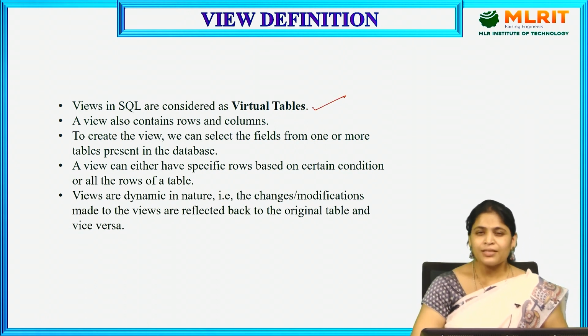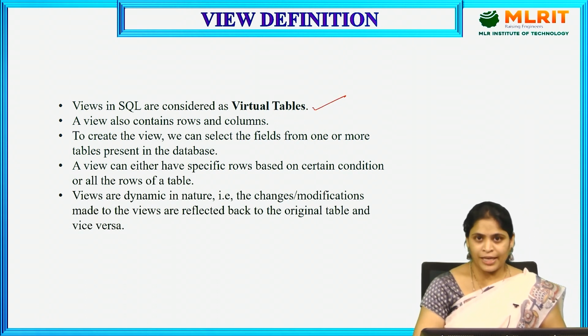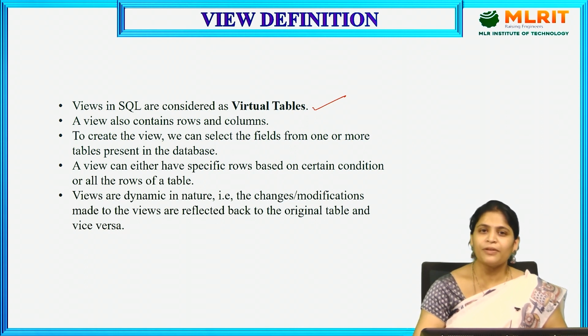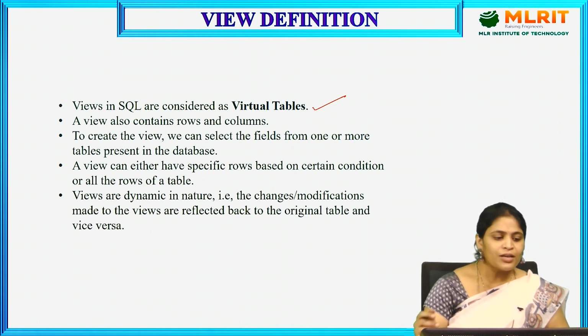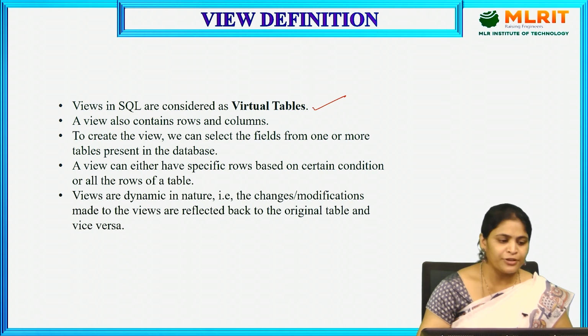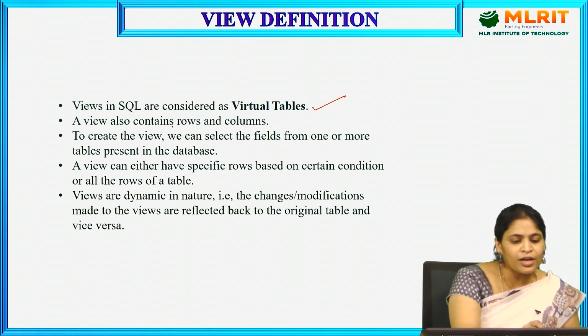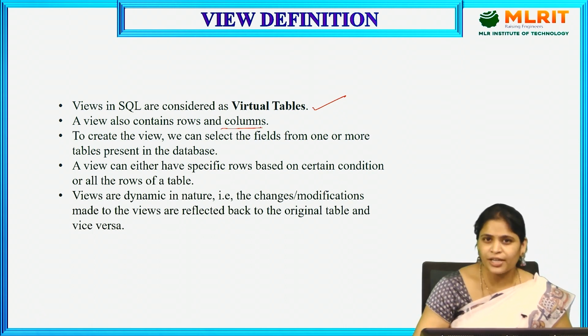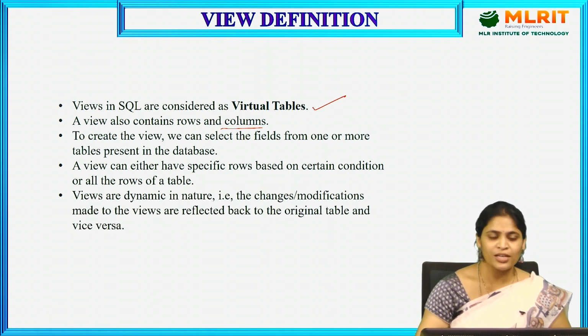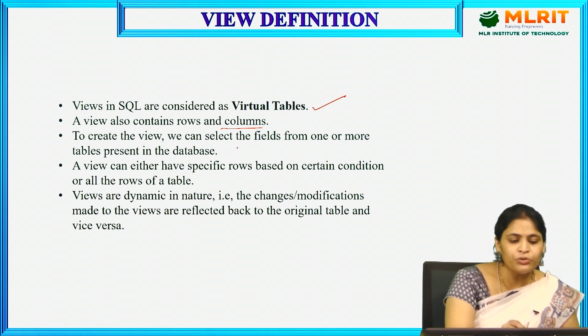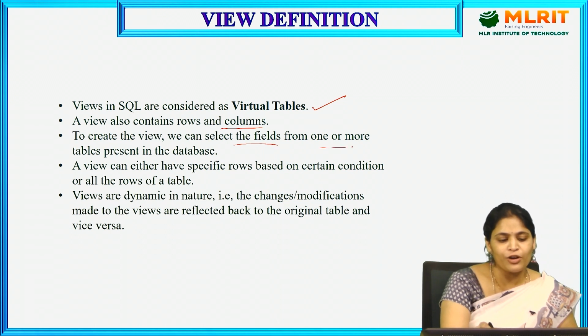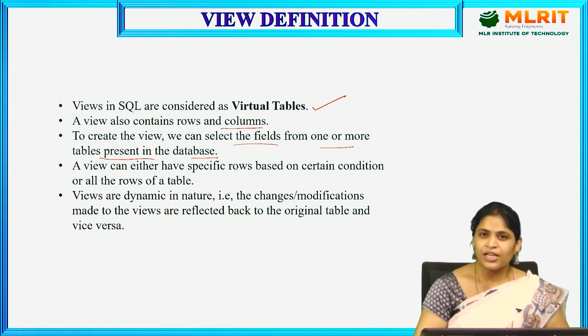So, that means if we created a table, for that table some memory will be allocated, right? Here for the view, no memory will be allocated exclusively. So, that is what virtual meant for. A view also contains rows and columns, just like a table. To create a view, we can select the fields from one or more tables present in the database. A view is actually created by the existing tables only.